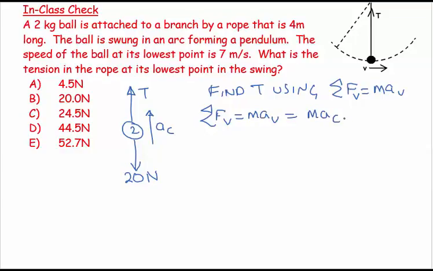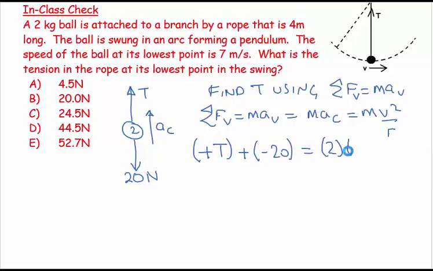to m a_c, because it's a centripetal acceleration, which equals m times v squared over r, because that's what centripetal acceleration is. So now I look and I say, oh, plus T, because that's pointing upwards, added to minus 20, because that's pointing downwards, is equal to the mass, which is 2, times the speed, which is 7, got to square that, over the radius, which is 4.